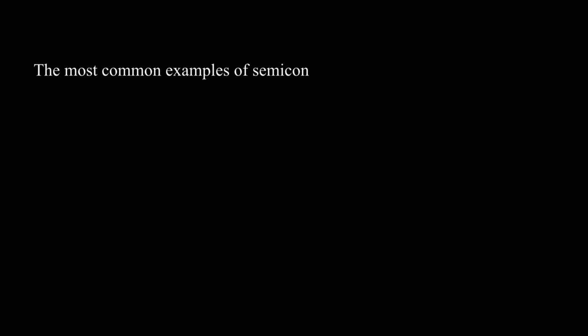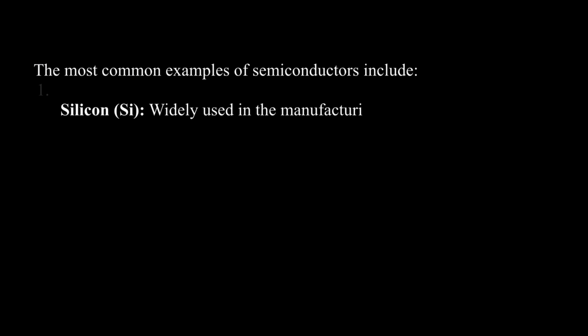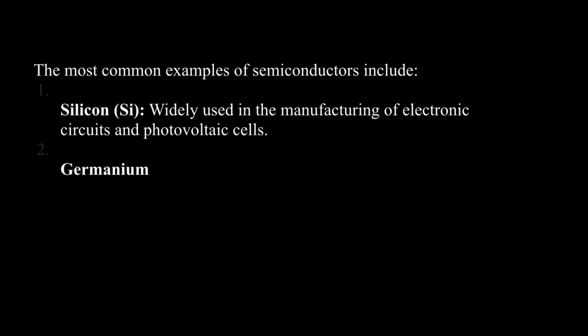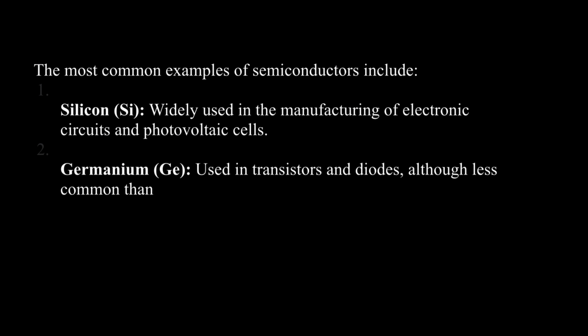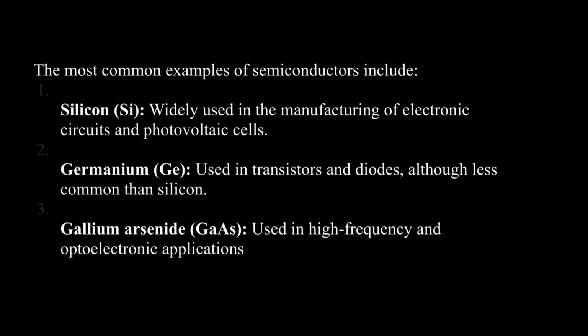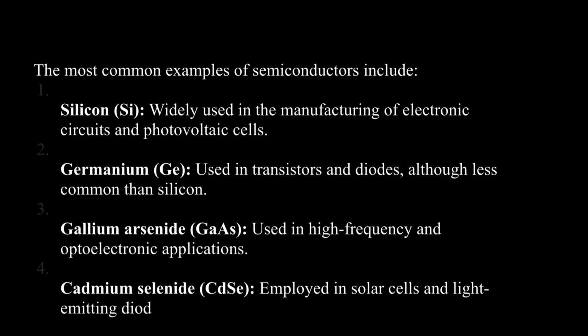The most common examples of a semiconductor include silicon. It's widely used in the manufacturing of electronic circuits and photovoltaic cells. Germanium, used in transistors and diodes, although less common than silicon. Gallium arsenide, used in high frequency and optoelectronic applications. Then we have cadmium selenide, employed in solar cells and light emitting diodes.